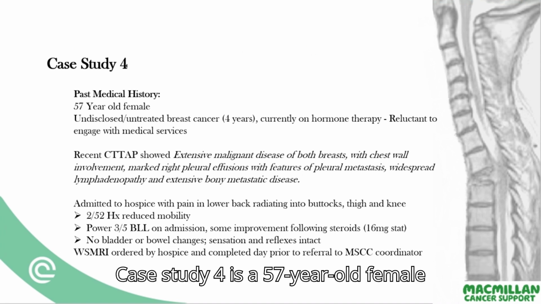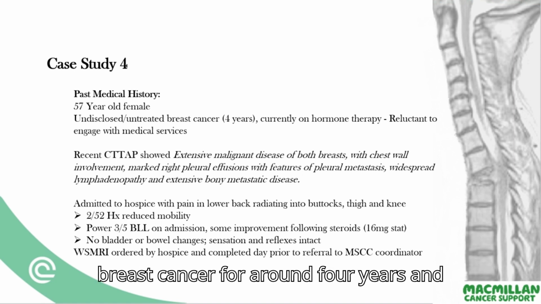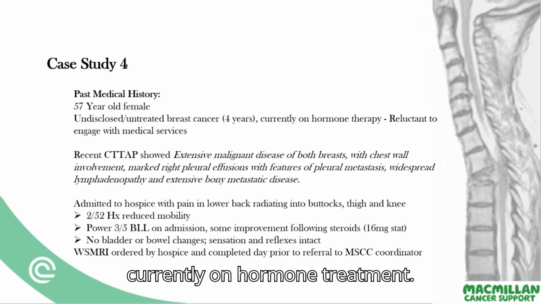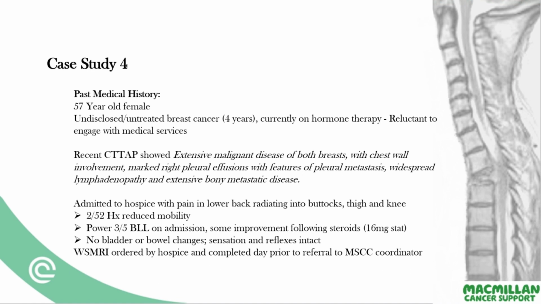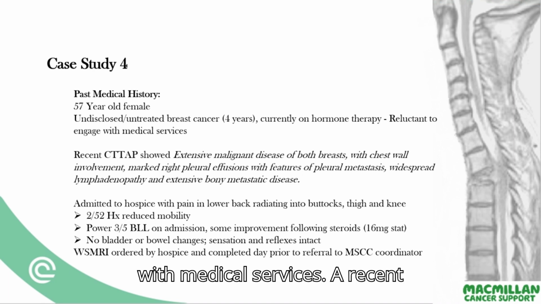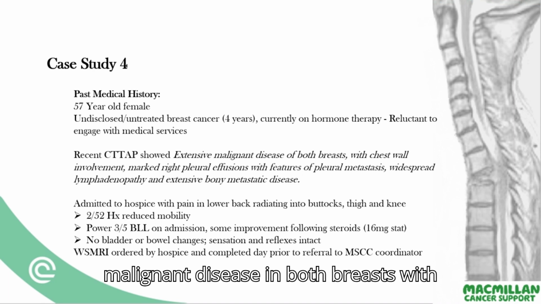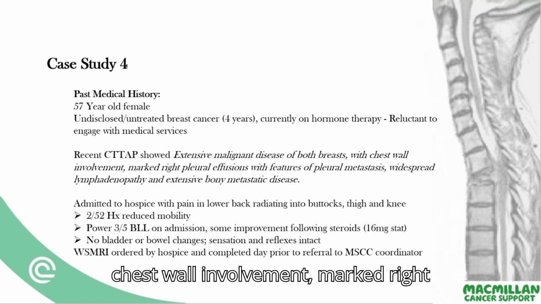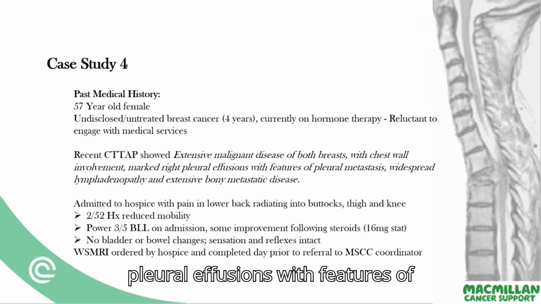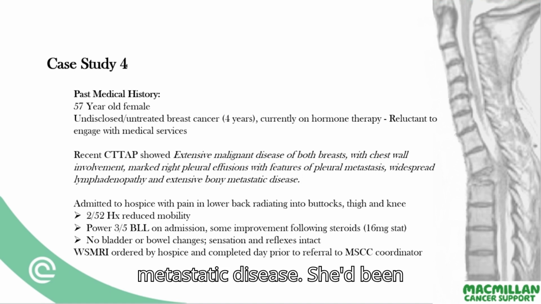Case study 4 is a 57-year-old female who had an undisclosed and untreated breast cancer for around 4 years and was now under the care of oncology and currently on hormone treatment. She was reluctant generally to engage with medical services. A recent CT thorax abdo-pelvis showed extensive malignant disease in both breasts with chest wall involvement, marked right pleural effusions with features of pleural metastases, widespread lymphadenopathy, and extensive bony metastatic disease.